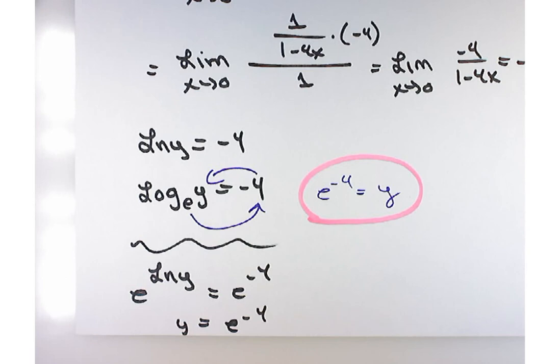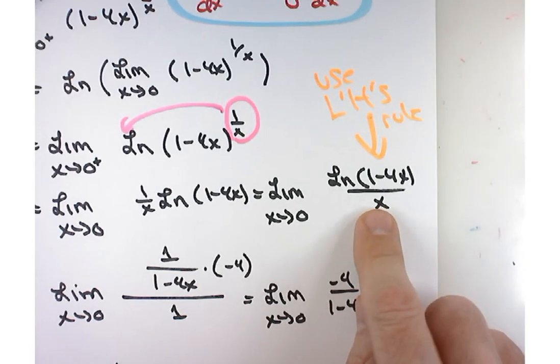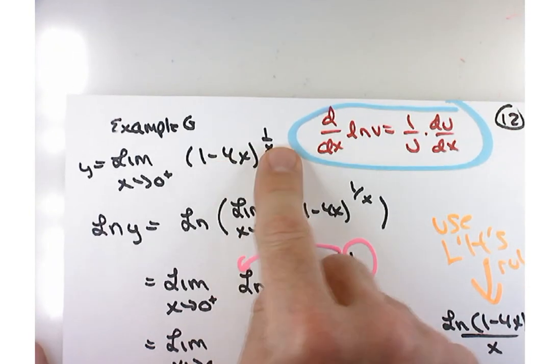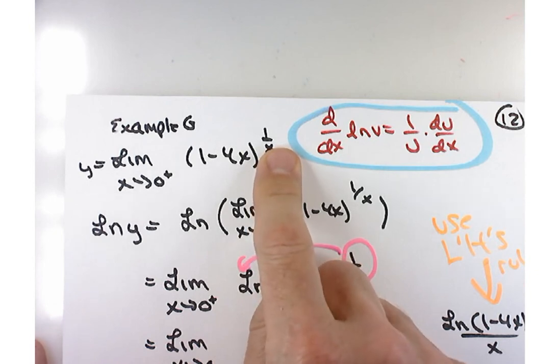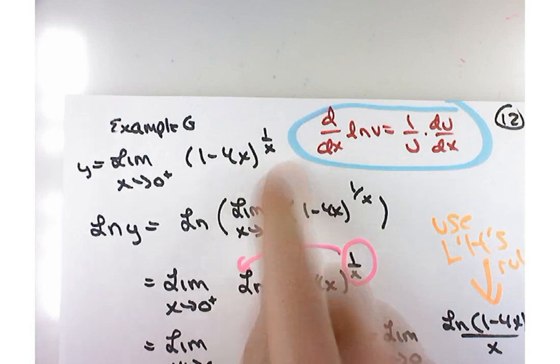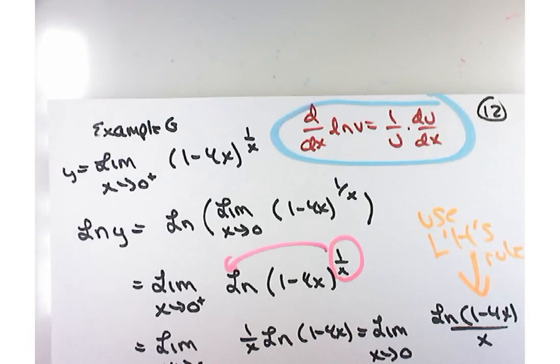Maybe it's something that is really convenient, the way it works. It worked out great. The reason we had to take logs is so that we could get it in a form that we could use L'Hopital's rule for. Having 1 to the infinity power is not in the form of L'Hopital's rule, so we couldn't use L'Hopital's rule here. Any other comments or questions on that one?